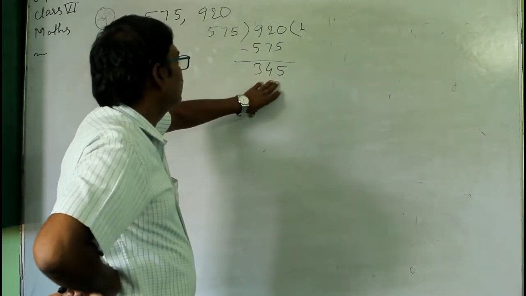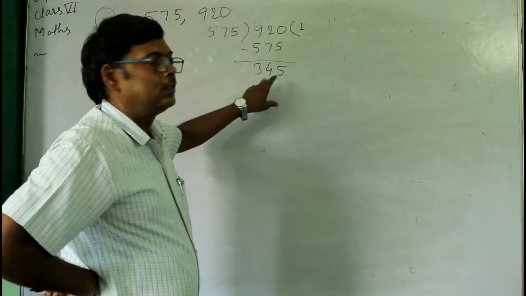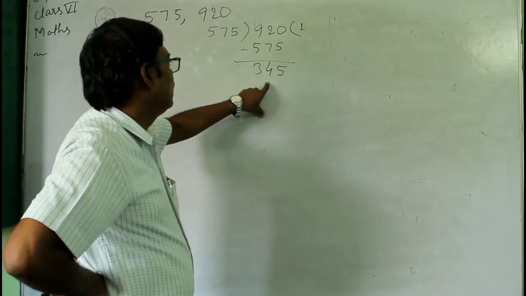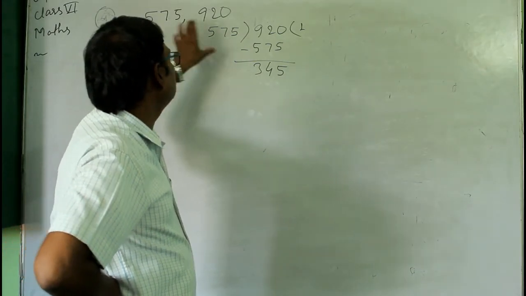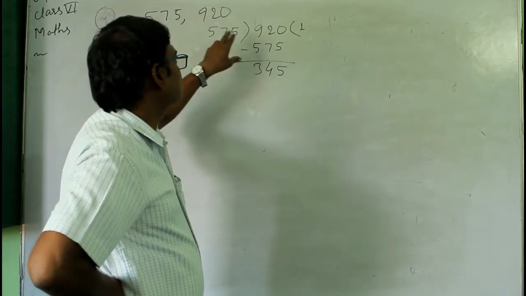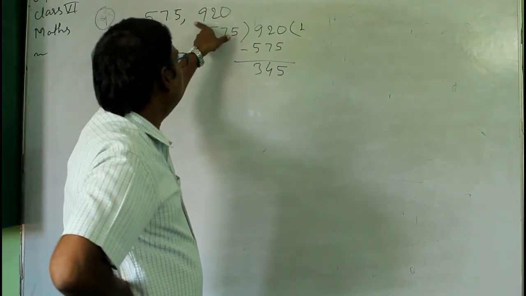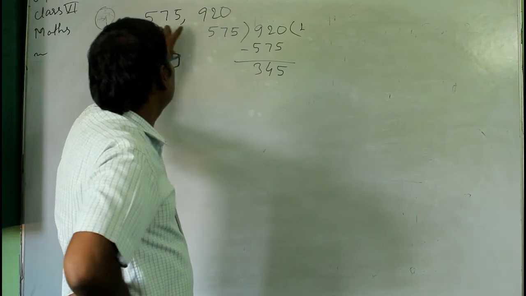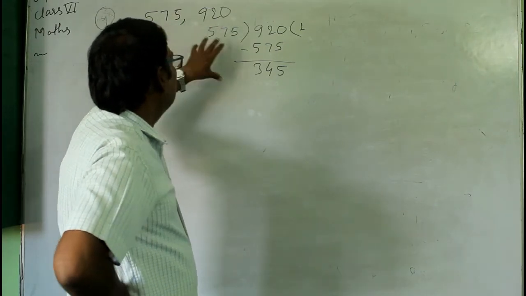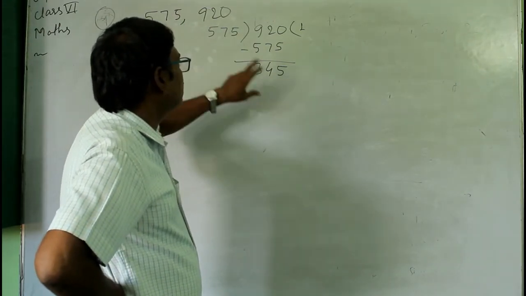This remainder will be the new divisor, and the new dividend will be this. That is the first step. In the first step, the larger number is the dividend and the smaller number is the divisor. Here we have divided and got this remainder.